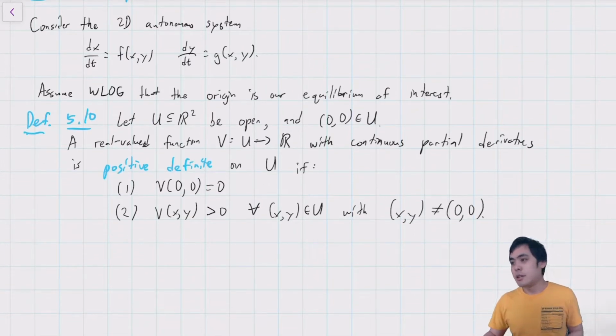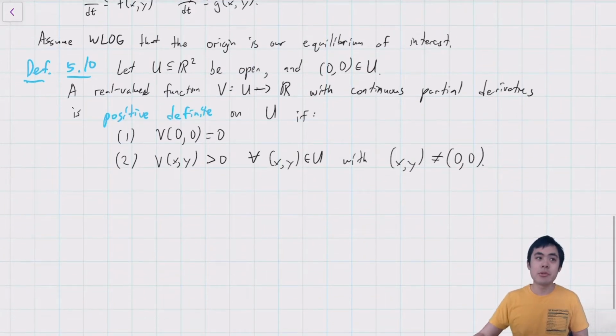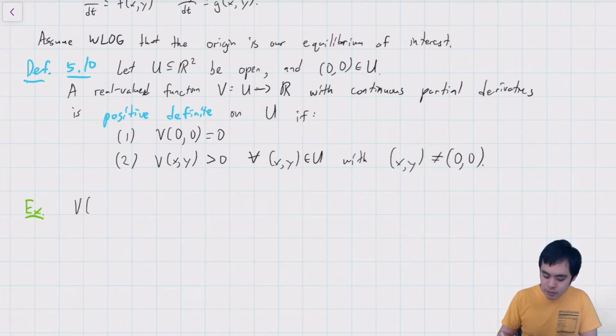Okay, so that's easy enough, right? It has to be 0 at the equilibrium and positive everywhere else, and then we call it positive definite. Let's give a couple examples and a couple non-examples of this. So let's get started by giving, in some ways, the simplest possible example. V of (x, y) equal to x squared plus y squared is positive definite on all of R2.